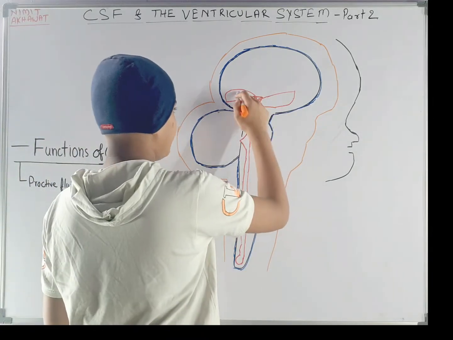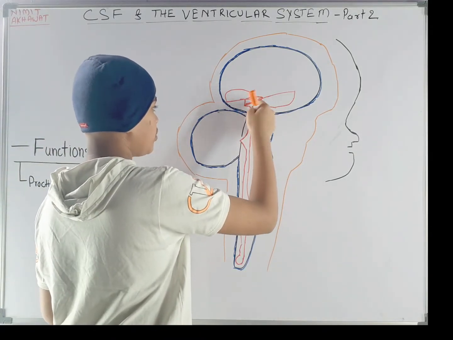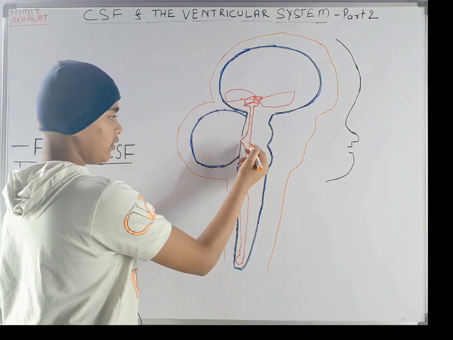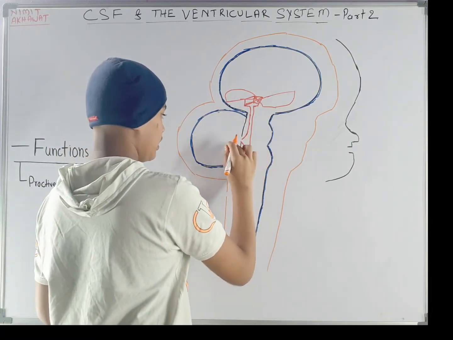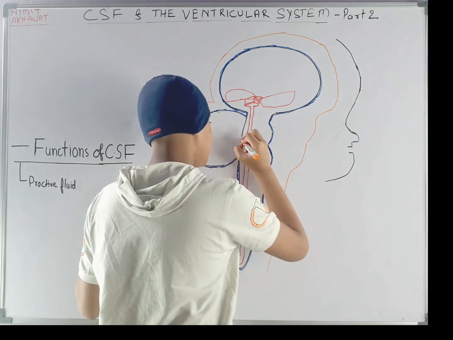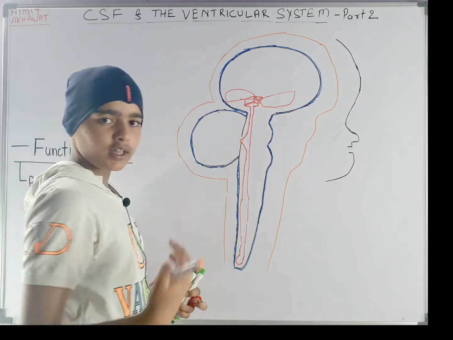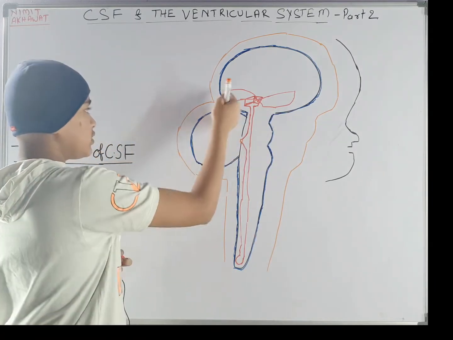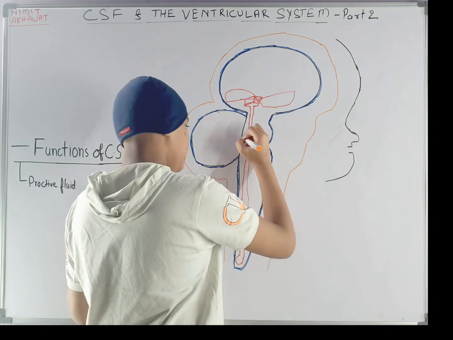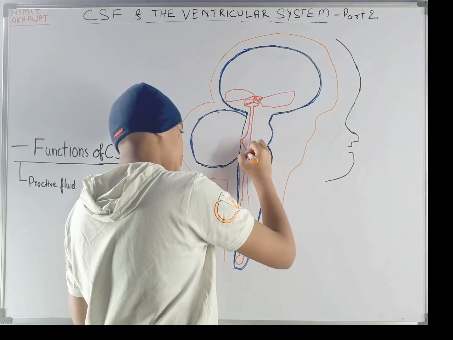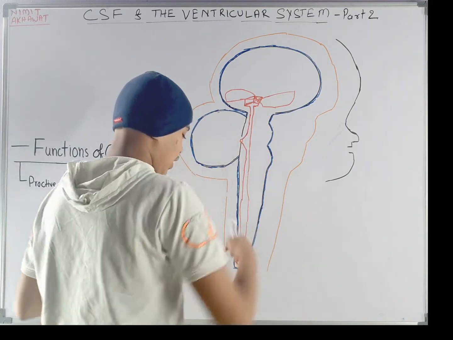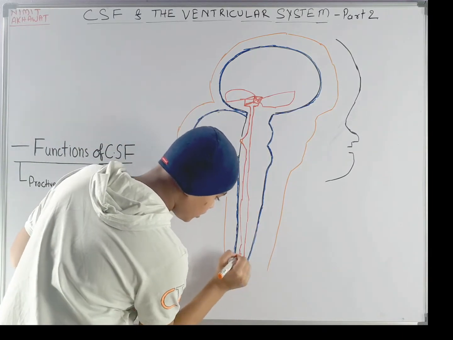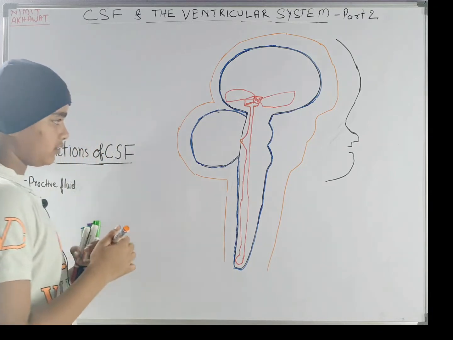So here is the lateral ventricle, foramen of Monro, third ventricle, the cerebral aqueduct, fourth ventricle, and here is the foramen of Luschka, which allows the CSF to move from the fourth ventricle to the subarachnoid area. And from the fourth ventricle, the central canal extends downwards, and at the end of the spinal cord, the terminal ventricle is present.